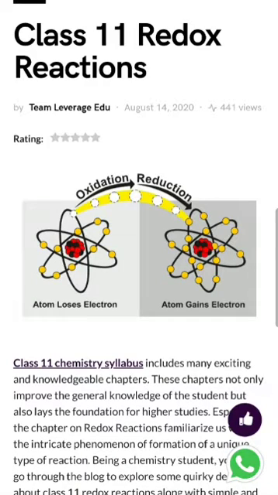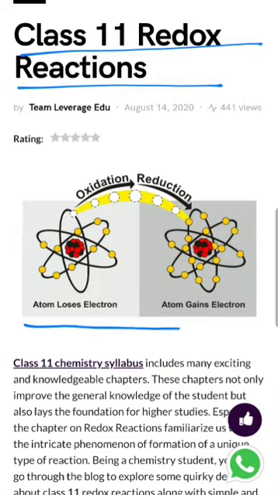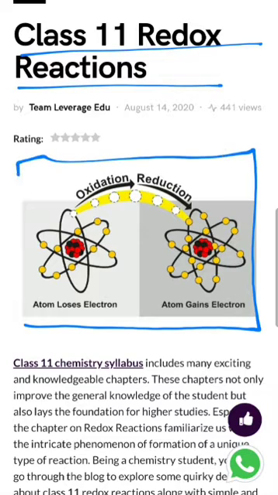Everyone. So today we are starting this chapter called redox reaction, a very important chapter for 11th as well as your 12th, because the concepts of this chapter will be used in 12th class as well.